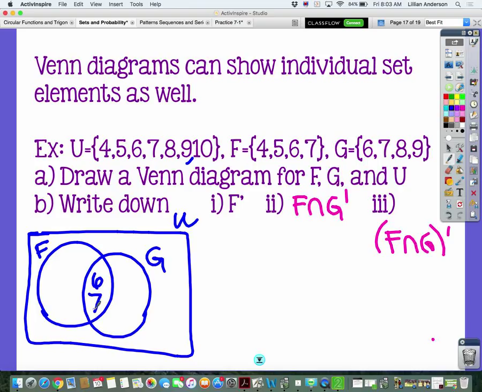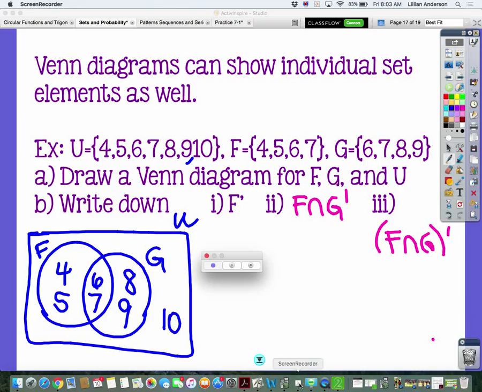Okay? Now, what's in F? Well, in F, we have just 4 and 5, and then in G, we have the numbers 8 and 9. So we took care of F and G, but let's look at the universal set. Do we have all the numbers in the universal set? No, we don't. 10 is the only number that's not a part of F or G, but is still a part of the universal set. So try to write down what the elements are that are a part of these three sets.